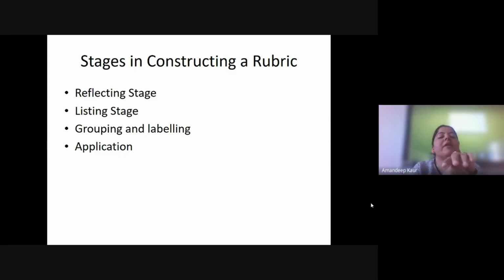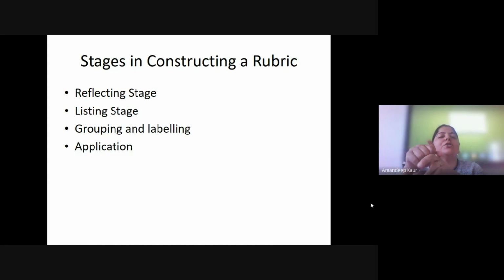One is the reflecting stage. Reflecting means, as per the learning outcomes, we need to reflect upon whether this task or activity is going to add something for the achievement of that learning outcome. If yes, then give that activity to the student.